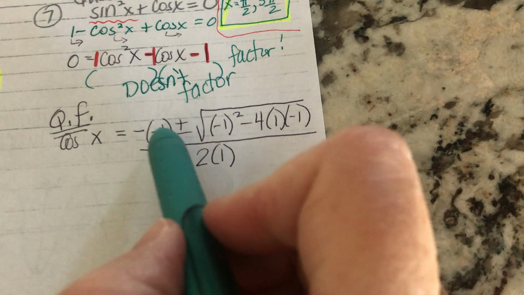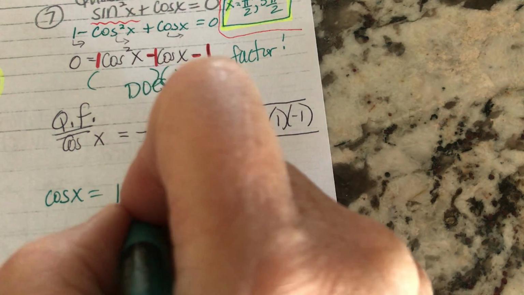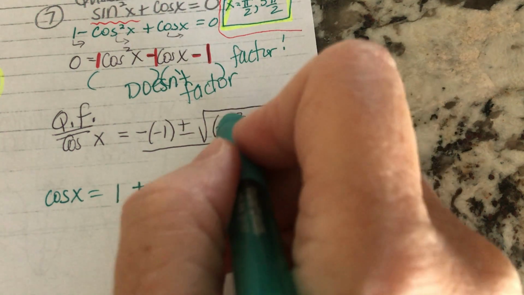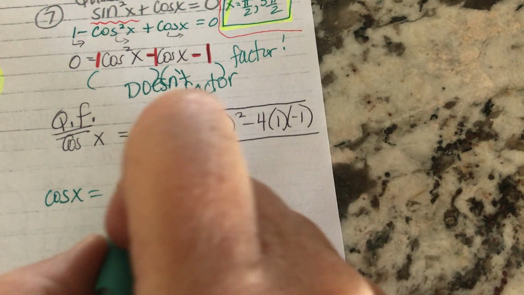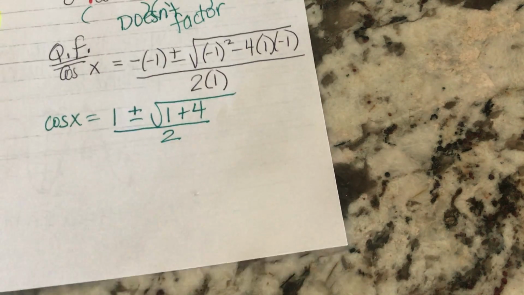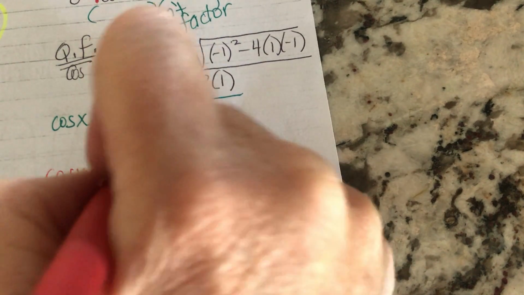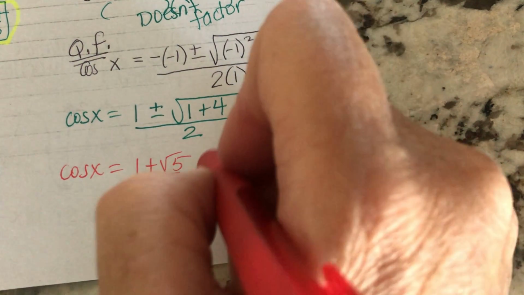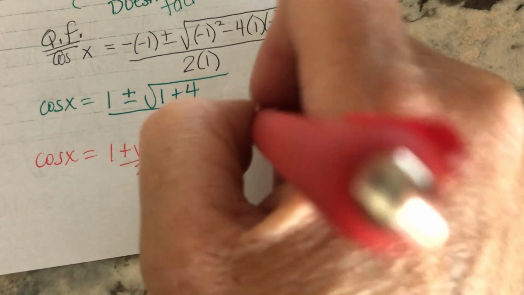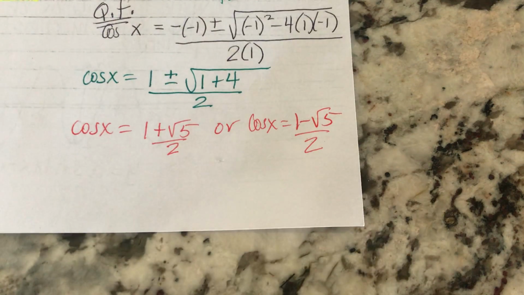It never goes away. Here we go. So this is cosine of x equals, a negative on a negative is a +1, plus or minus, -1 squared is 1, -4 times 1 times -1 is +4, all over 2. 1 plus 4 is 5, so we have cosine of x equals 1 plus the square root of 5 over 2. That's one option. Or cosine of x equals 1 minus the square root of 5 over 2. So I broke those apart on purpose because you have to handle them separately.